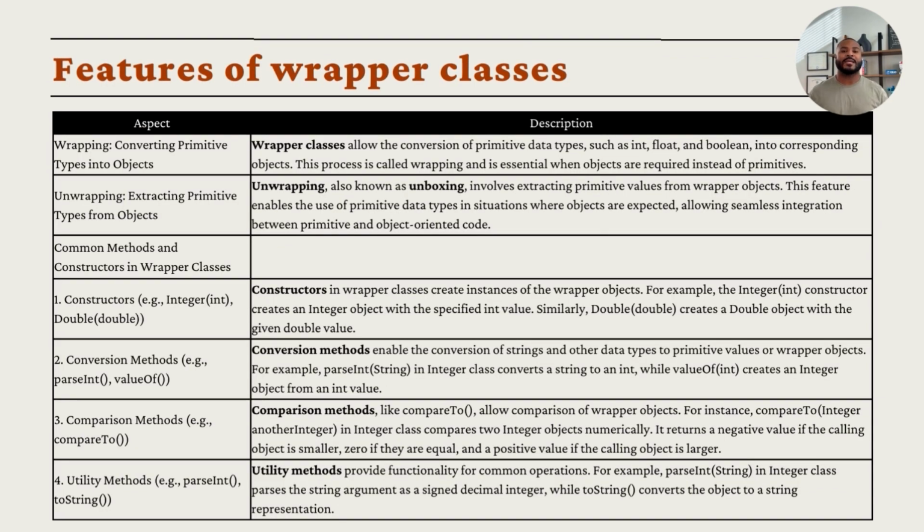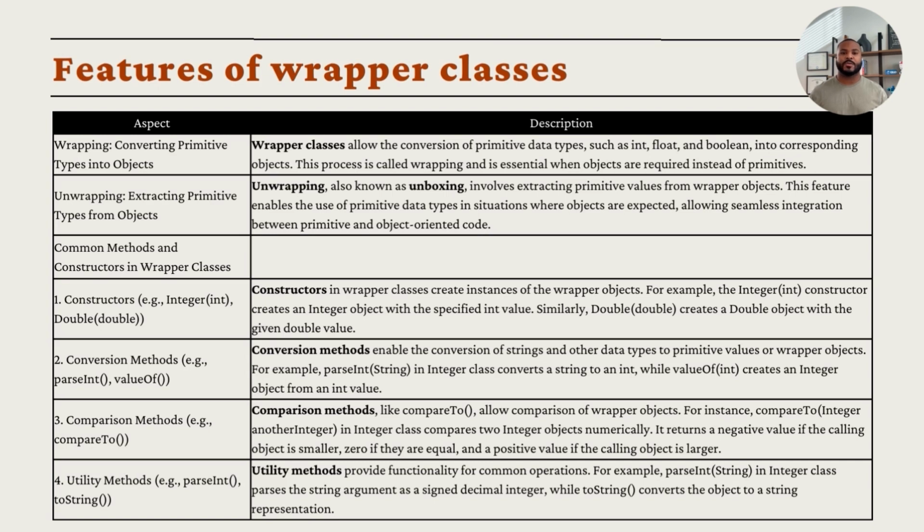So wrapper classes in Java offer a range of features that enhance the utility of your program. They enable the conversion of primitive types into objects via wrapping and vice versa, unwrapping, providing the flexibility to work seamlessly with both primitives and objects. These classes offer a set of common methods and constructors that facilitate various operations.